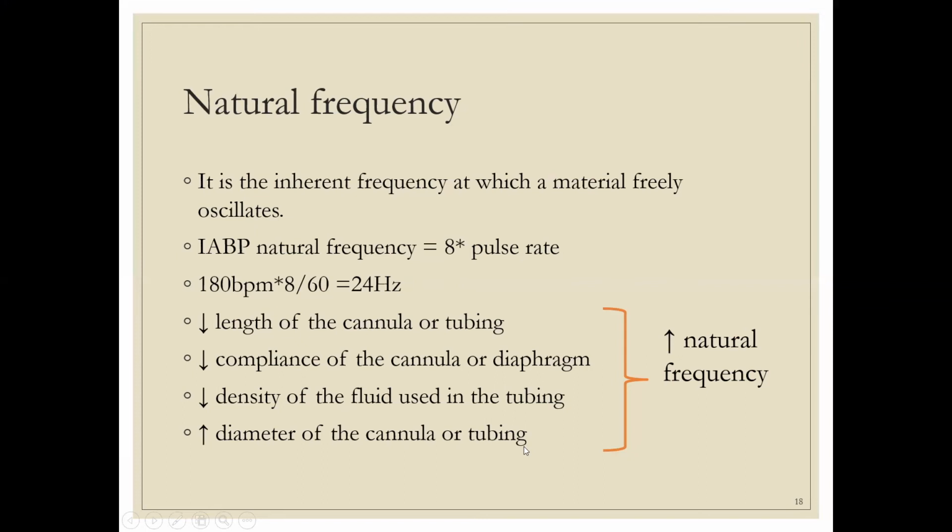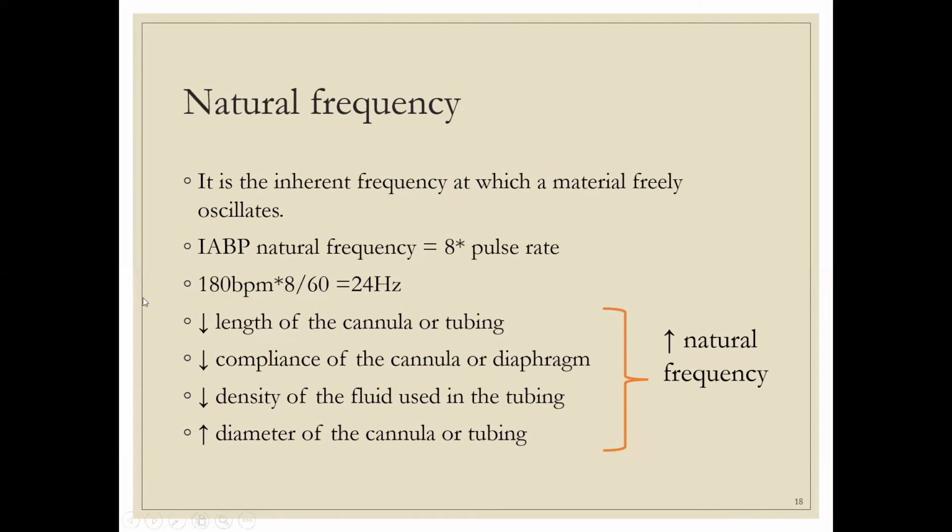Now this natural frequency can be increased or decreased by various factors. Because to this transducer we have attached a cannula, we have attached a tubing, then there is a fluid in the tubing, there is a certain diaphragm and the material of the tubing. All these factors can affect the natural frequency. So if you want to increase the natural frequency, we can reduce the length of the cannula, we can use a material of the tubing which is not very compliant. Then the density of the fluid used can be decreased and we can increase the diameter of the cannula. All these things will increase the natural frequency.